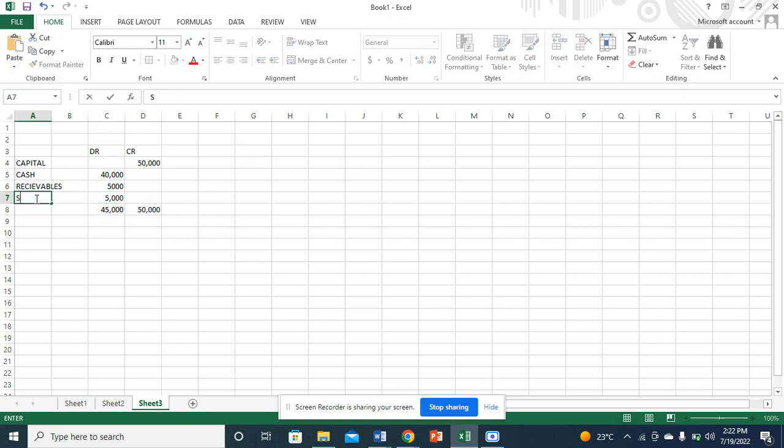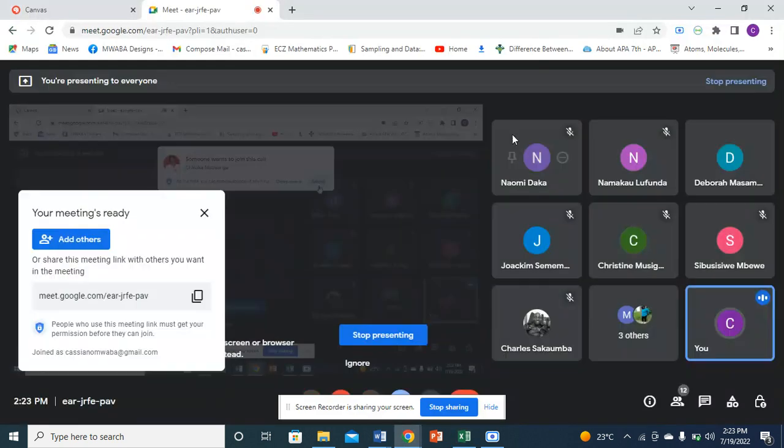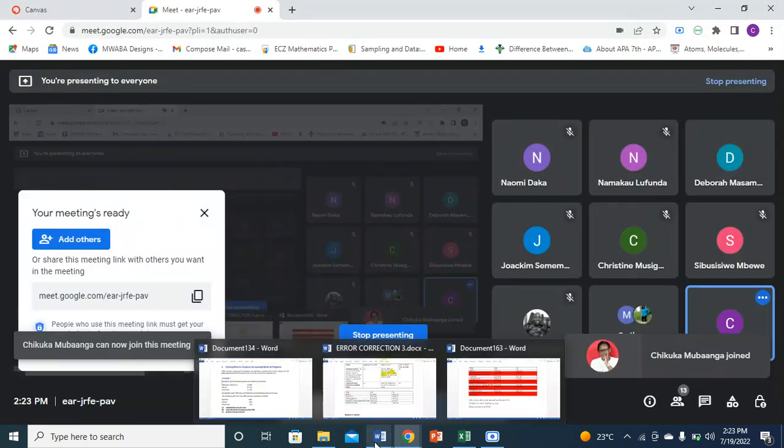So your suspense account is going to temporarily balance your trial balance until you find out what errors have been made. Then you can correct the errors and you can adjust the trial balance.